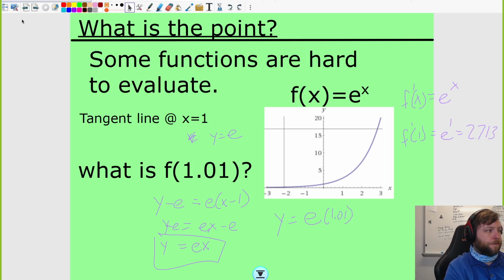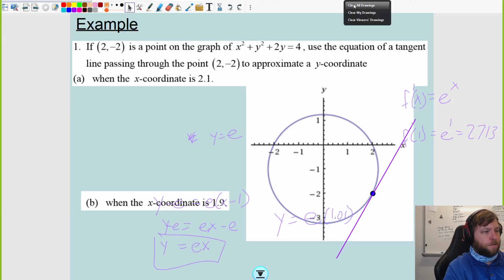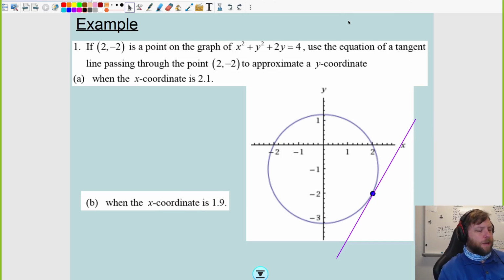All right, let's do another example. What if you have implicit equations like this, and we want to find something close to the circle? So you have the point (2, -2). It's a point on this graph right here. This graph makes a circle. Use the equation of the tangent line to approximate the y coordinate when x is 2.1. So at 2.1, which is a little bit higher, it's such a small distance, maybe we want to approximate it.